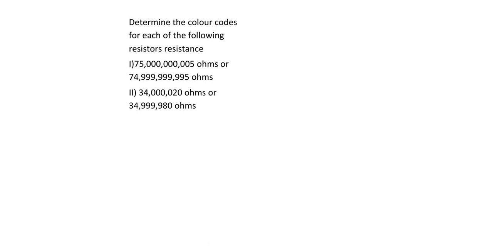Determine the color codes for each of the following resistors' resistance. We have Roman 1, we have this value, or this. So we are going to write either for this or this. Then we have Roman 2, we have this or this. In the first one, from the given values, if you observe them very carefully, in this value we have a plus 5, and when we have this we have a minus 5.